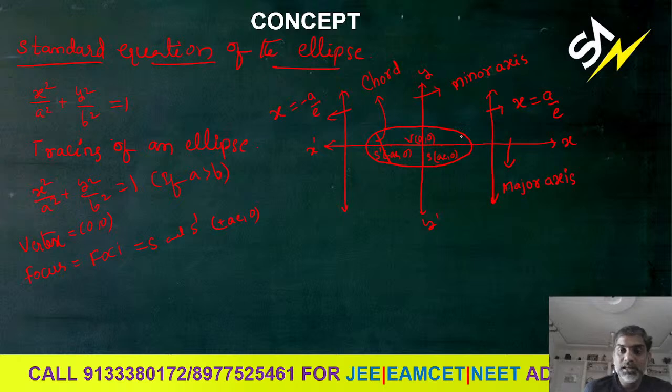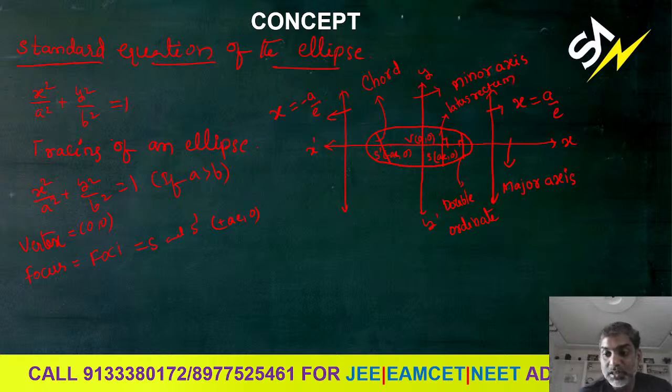And if this chord is perpendicular to the axis, which is perpendicular to the major axis, then what do we call that? We can call that a double ordinate, right? If this double ordinate is passing through the focus, then what do we call it? We can call it the latus rectum.